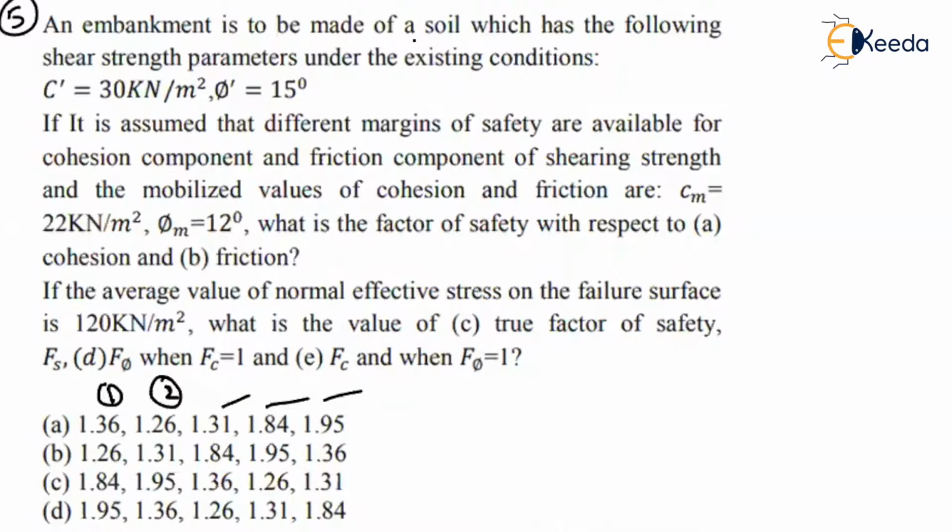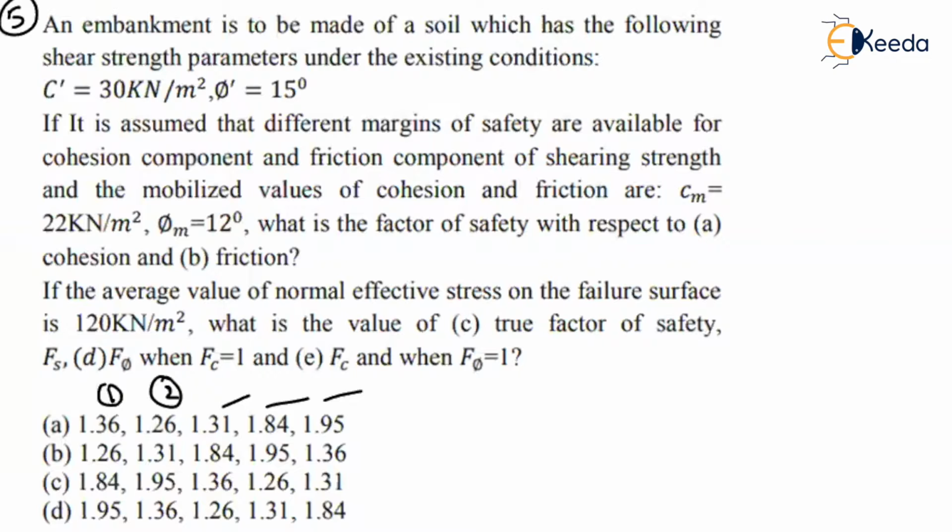An embankment is to be made of a soil which has the following shear strength properties. So what are the properties? I'm drawing it on a new page. C dash is equal to 30 kilonewton per meter square and phi dash is equal to 15 degrees. Now, what they're asking: it is assumed that different margins of safety are available for the cohesion component and friction component of shear strength. Mobilized values are given: Cm is equal to 22, phi m equal to 12.